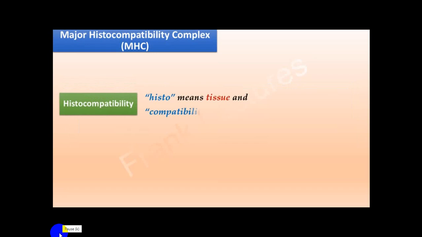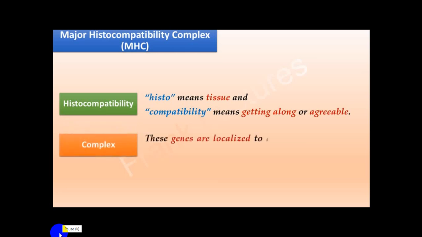Let's understand some important points about major histocompatibility complex. If we look at the term histocompatibility, histo means tissue and compatibility means getting along or agreeable. The MHC got its name from the fact that the genes in this region encode proteins that determine whether a tissue transplanted between two individuals will be accepted or rejected. The term complex represents that these genes are localized to a large genetic region containing multiple loci.